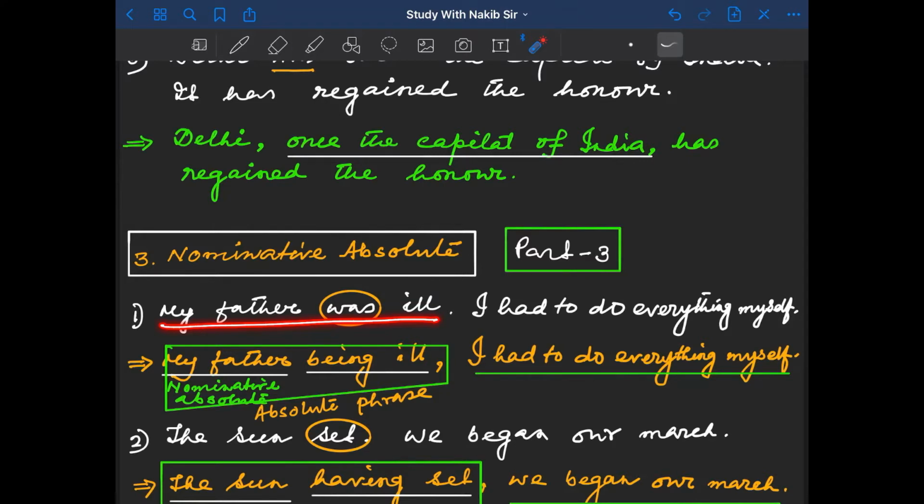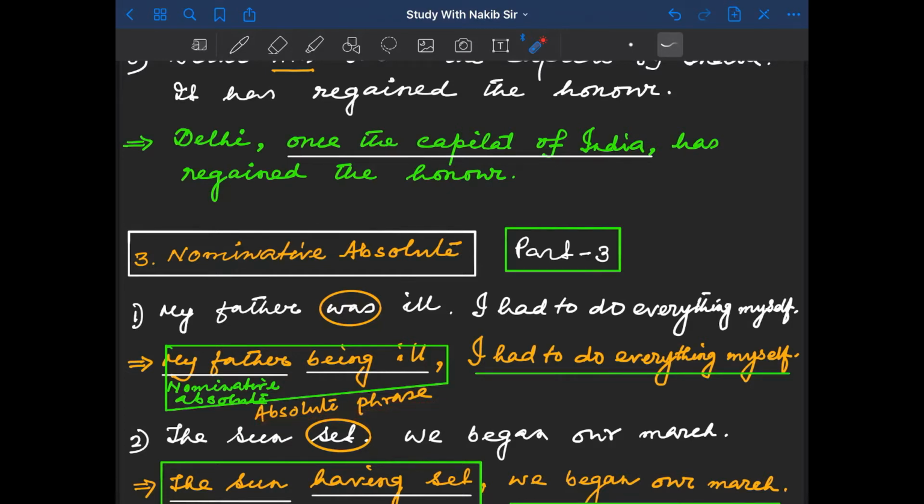So the sentence is now a phrase. And what is the phrase? My father being ill. No "was" is here. So this is the phrase now. See the phrase, my father being ill. So this phrase is now used at the beginning of this long sentence as a modifier to the whole sentence. My father being ill is a phrase and it is called an absolute phrase.